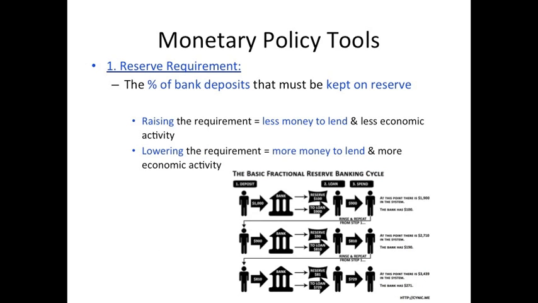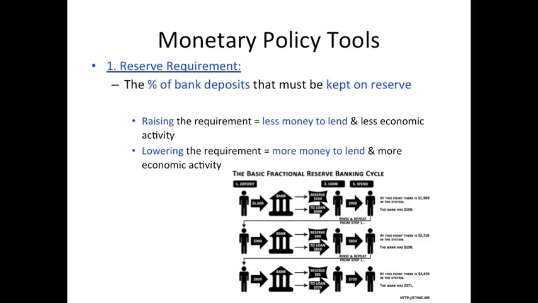Okay, so here are the three tools of monetary policy. The first is the reserve requirement. This is the percentage of bank deposits that must be kept on reserve within the bank. So in other words, if you go deposit $100 into your bank account and a bank has a 10% reserve requirement, they have to keep $10 of that money in its reserves, and it can lend out the other 90. So raising this requirement means there's less money to lend out and less economic activity. So again, if the current reserve ratio is 10%, but the Fed were to increase that to 20%, now they have to hold on to 20 of your dollars instead of 10. So now they have less money to lend out.